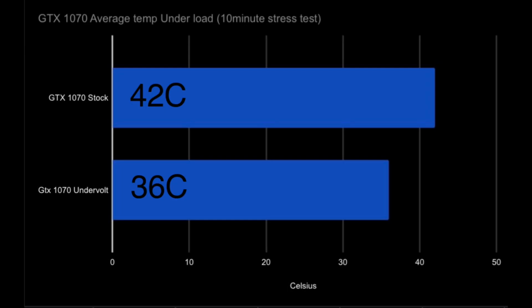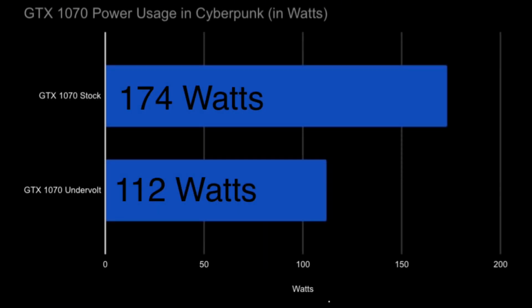Here are a couple charts showcasing the difference between stock and undervolt. There is a fairly noticeable drop in temperatures going from stock to undervolt during a 10-minute stress test. Here you can see the average power usage during half an hour of Cyberpunk gameplay. The power consumption of these Pascal cards scales weirdly with the voltage, so we see a massive power consumption drop.